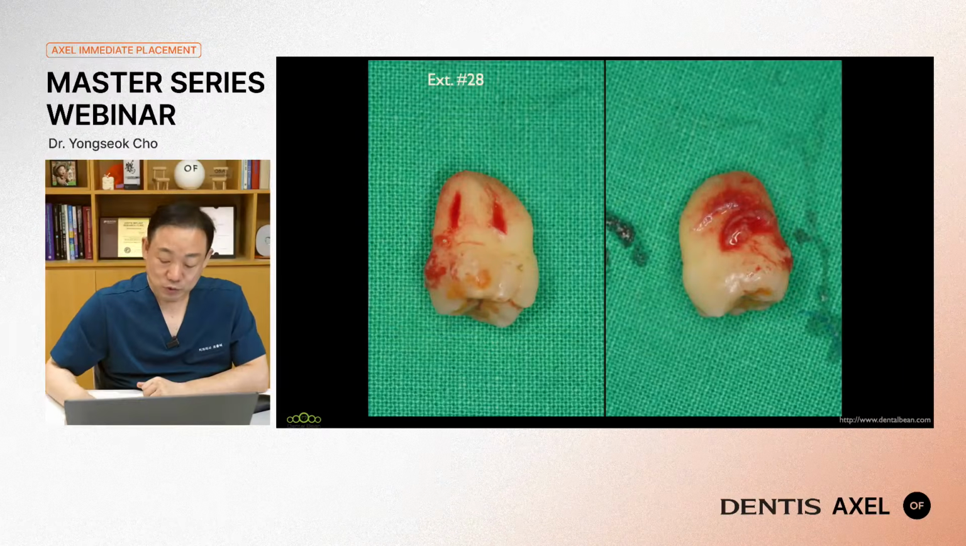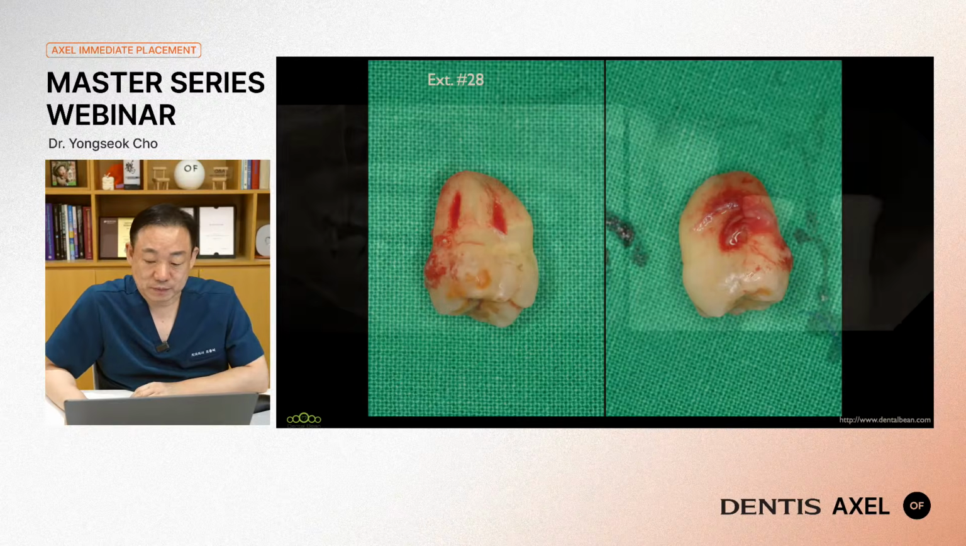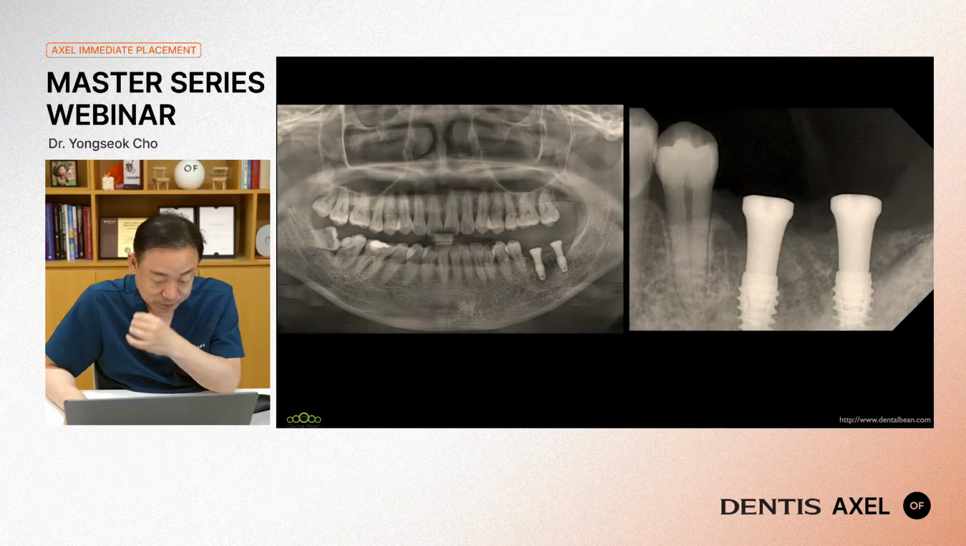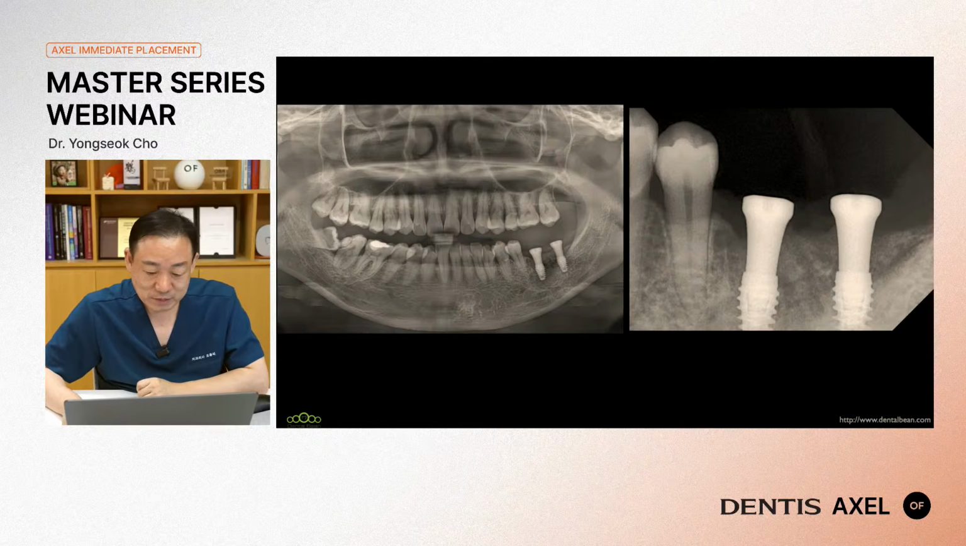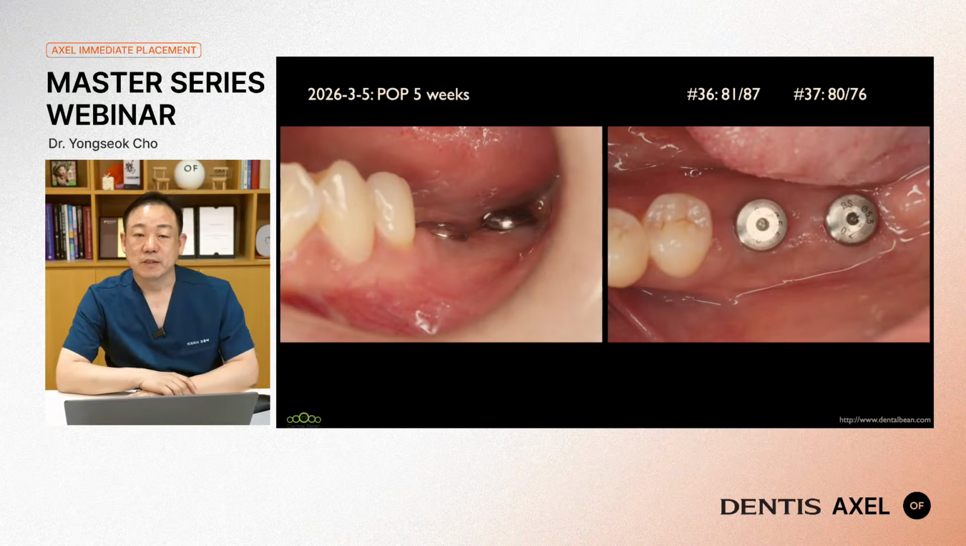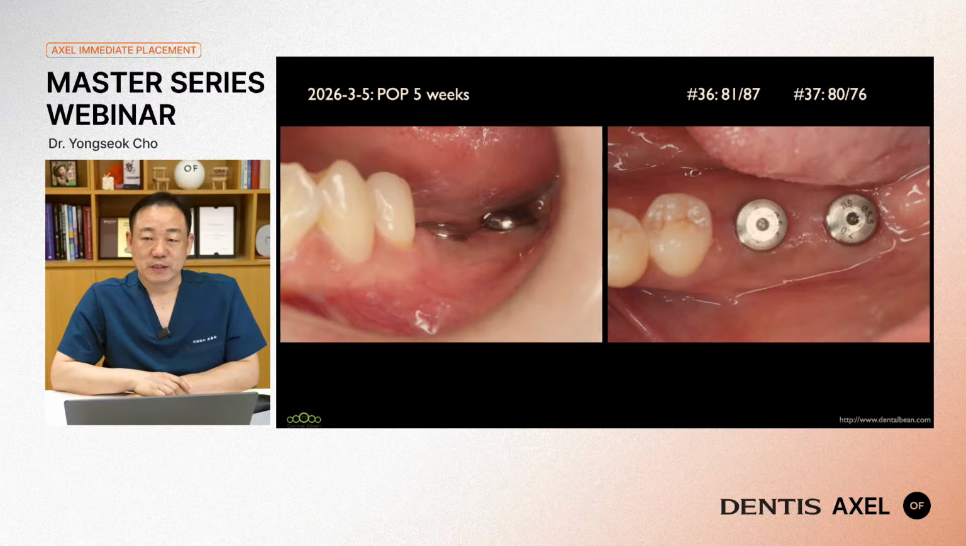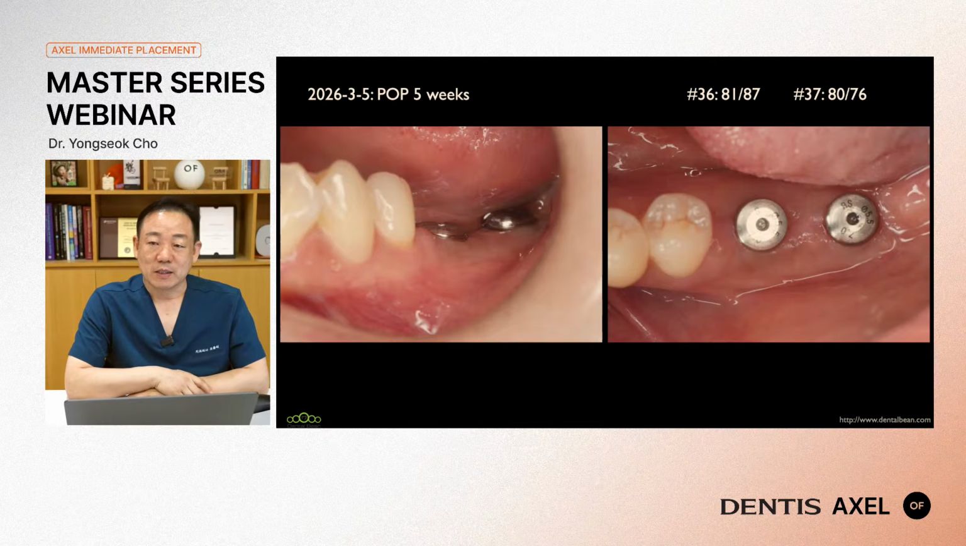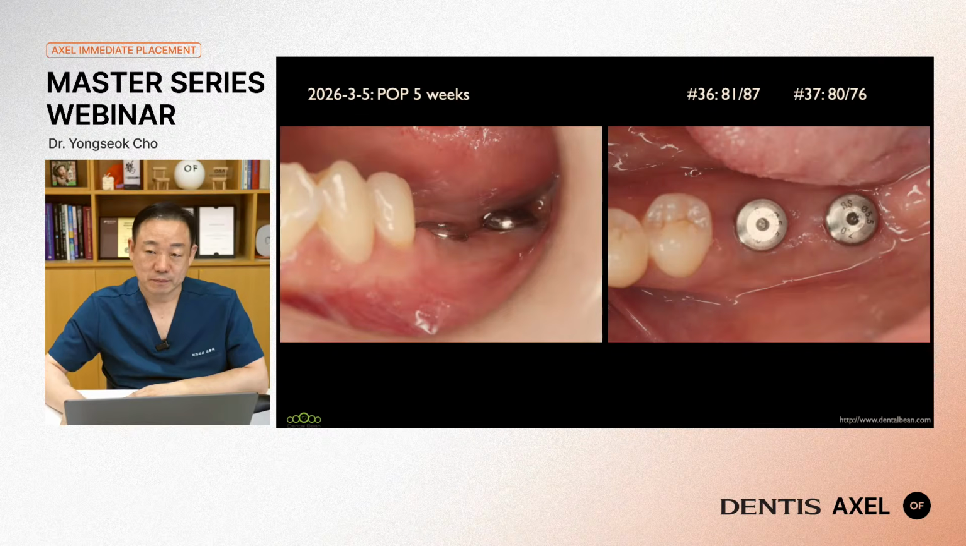Number 28 was extracted. This is the POP radiographic image, and the CT here. I grafted the buccal bone to some amount and it looks not bad. This is 5 weeks after the operation. The ISQ value is maintained nicely, more than 80s. And the buccal tissue looks well healed.